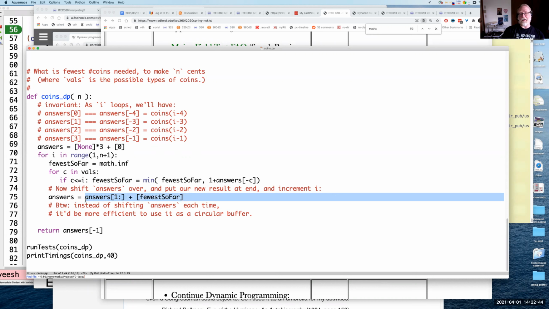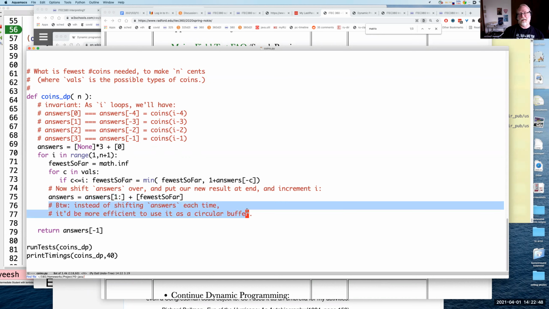By the way, if you think about it, I have a little comment here. Every iteration of I, I'm actually copying over my array. I'm just on the array of size 4. But if I had 27 different types of coins, then that'd be an array of size 27. At every step, I'm copying 27 things over. Probably smarter than copying them over is to use it as a circular buffer and rewrite elements of the array without copying them.